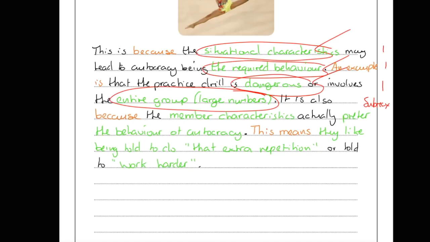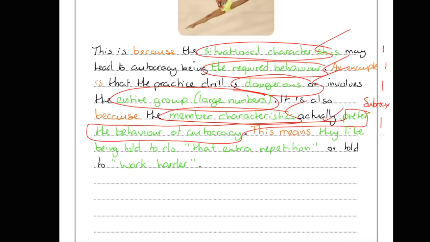Next little part. It is also because, I'm just using because again, the member characteristics, so I'm referring to Shaladri's model, actually prefer. So we've got preferred behaviour, they prefer the behaviour of autocracy. They like being told to do that extra repetition. So again, I've got my 3, I've got my submax. That's how the coach would do it. They would use an autocratic route because it's preferred by the members. And an example of that would be one more repetition.